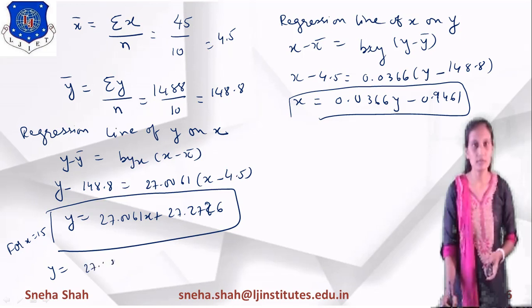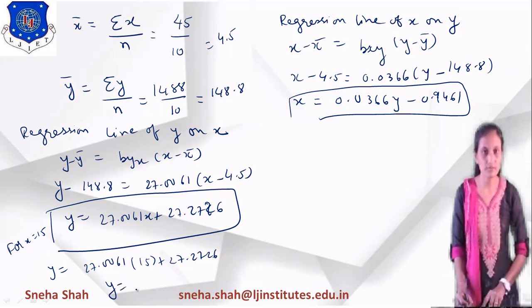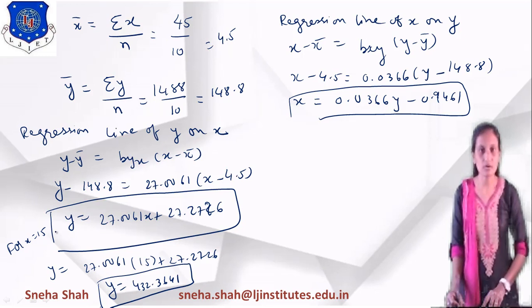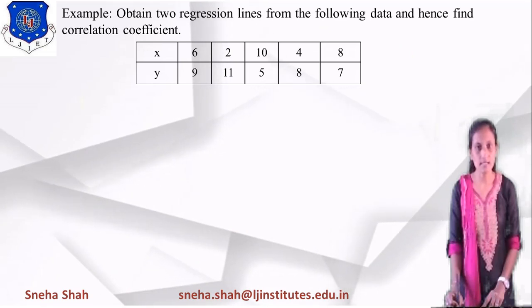In this equation, if I take x equals 15, then y equals 27.0061 times 15 plus 27.2726. If I solve this term, I can derive the value of y, and the value of y equals 432.3641. So this is the number of bacterial cells, y, for 15 hours. It means if we take x equals 15, then we can find the value of y, the number of bacterial cells for 15 hours.